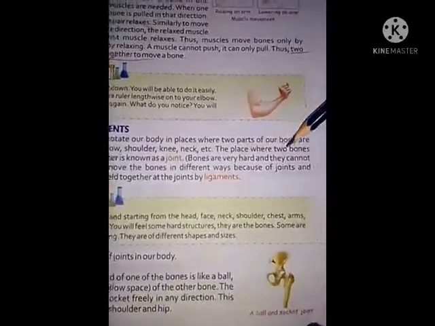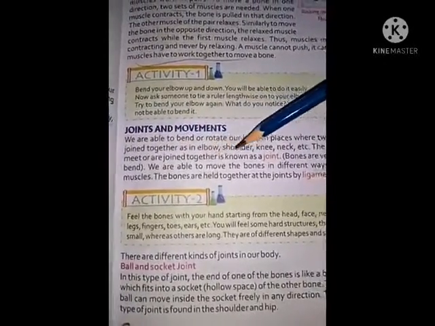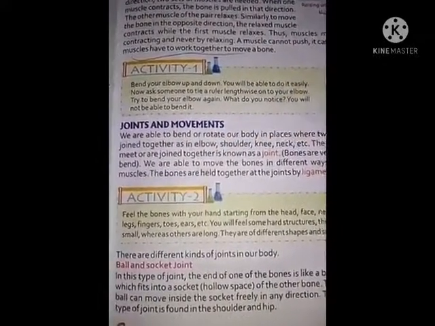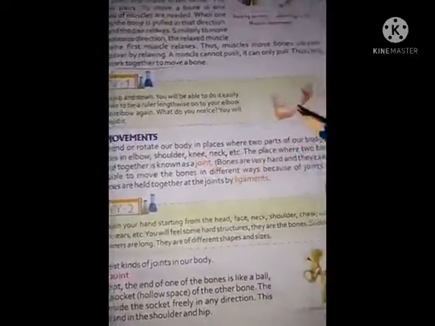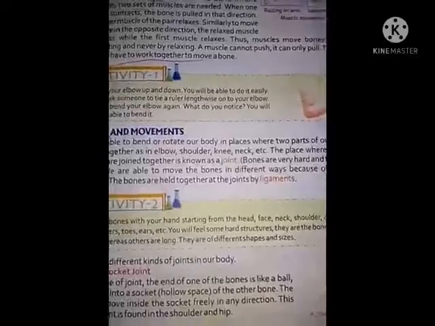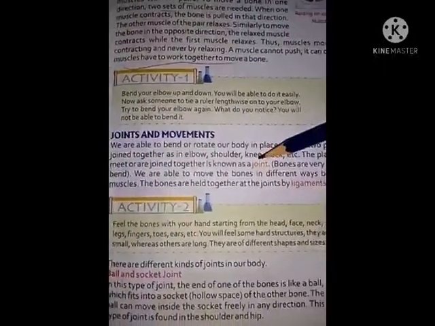The place where two bones meet or are joined together is known as a joint. In this part, bones meet or join together. So these are known as joints.